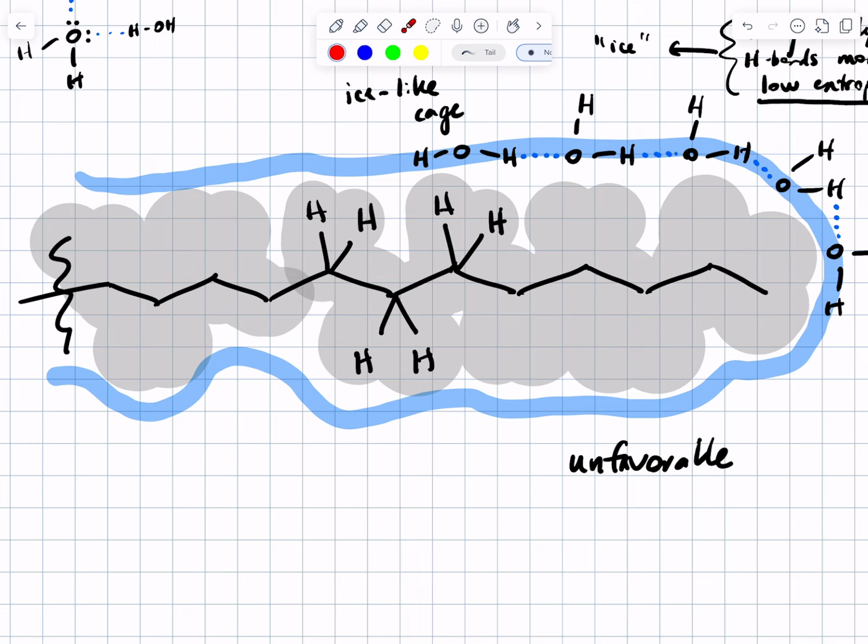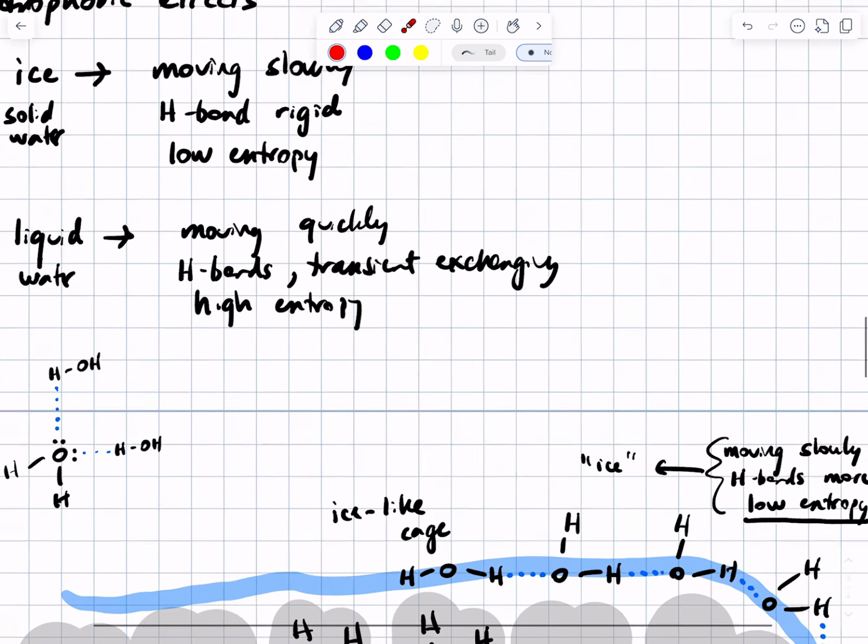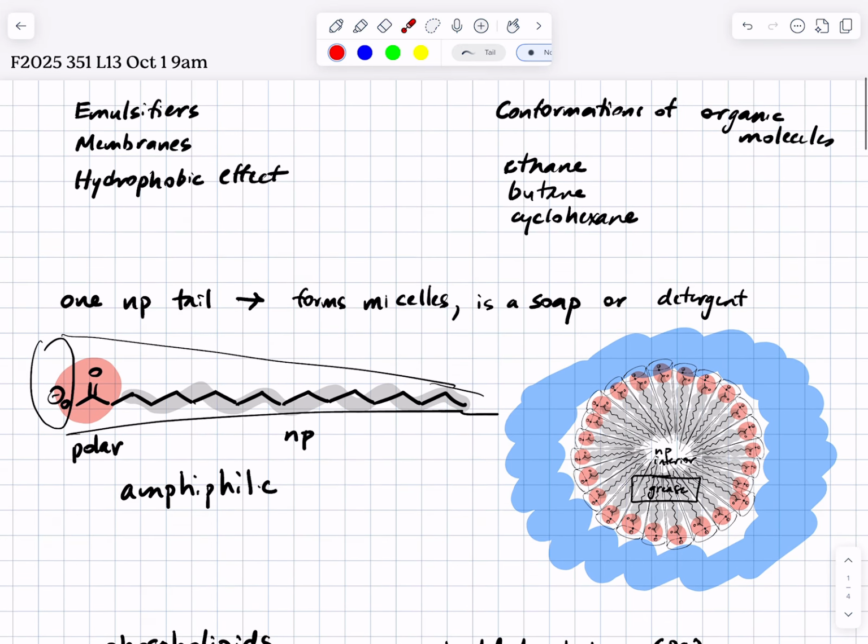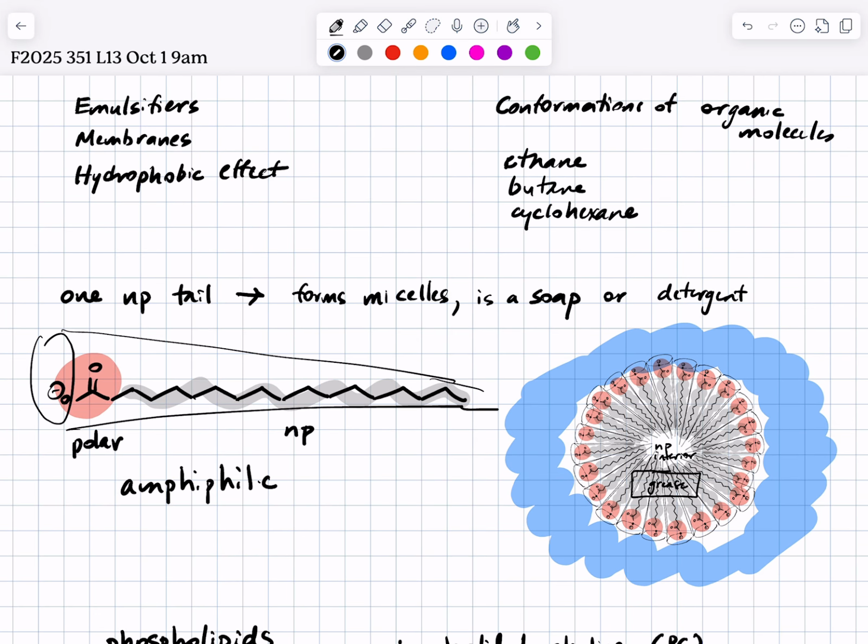All right, so that's non-covalent interactions. I think we've done emulsifiers, we've done membranes, we've done the hydrophobic effect. Okay, now we're going to talk about conformations of organic molecules. In particular, we're going to be dealing with rotation around carbon-carbon bonds. Conformations refer to different shapes of organic molecules that can interchange by rotation around bonds.